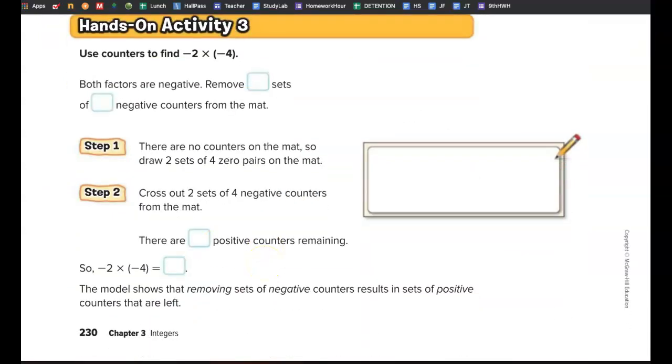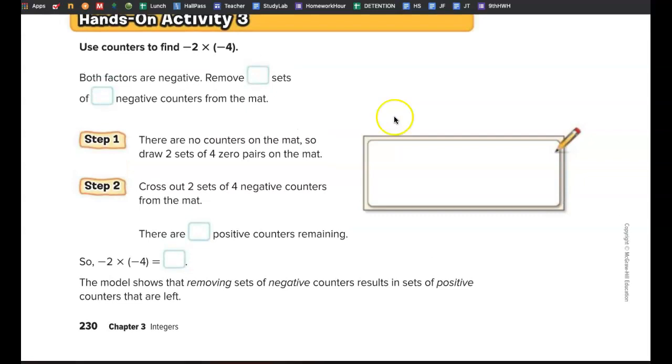This time you guys have to draw it out with me. What did we write in step 2? Just move on to the next example. It's okay if it's blank. Okay. So in activity 3, we have to use -2 times -4. So both factors are negative, and I need to remove 2 sets of 4 negative counters from the mat. That's what -2 times -4 says. I need to take away 2 groups of -4.